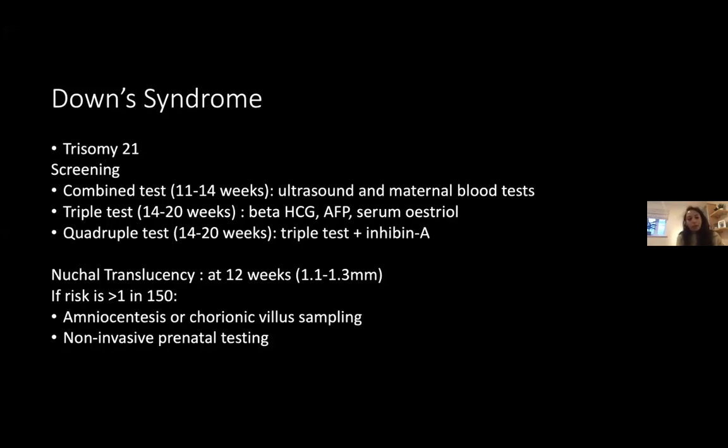And then you can do a triple test at 14 to 20 weeks. That's when you do the beta-hCG, AFP, and serum estriol. You can also do a quadruple test a bit after that, which is the triple test and inhibin A. So using all of the screening methods and the nuchal translucency, you calculate a risk. And if the risk is more than 1 in 150, then the parents are offered amniocentesis or chorionic villus sampling. Do you guys know what the difference is between those two?